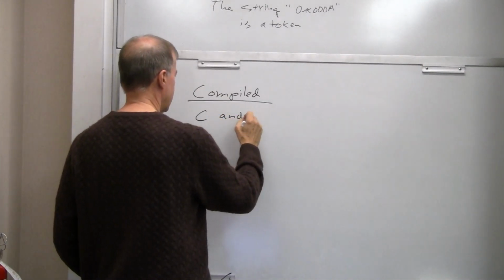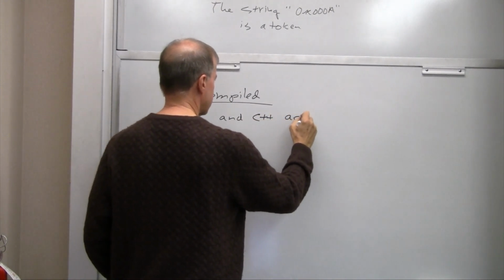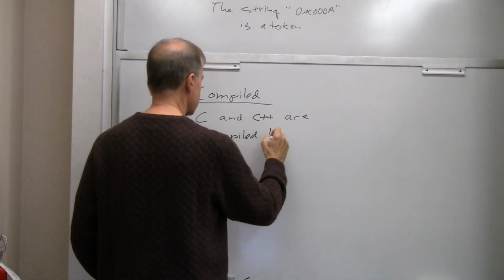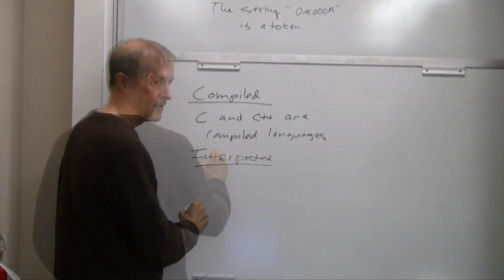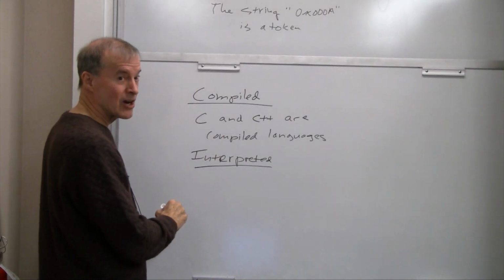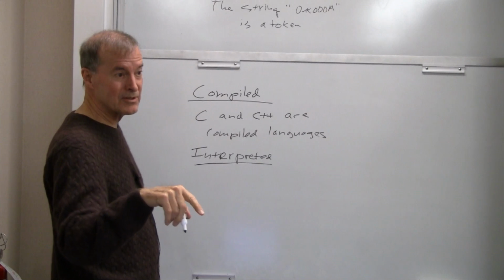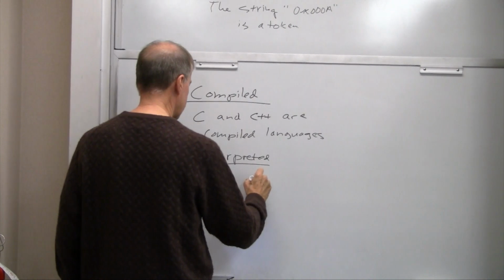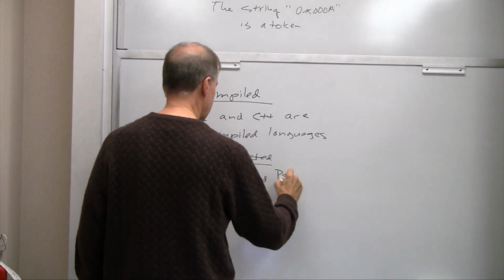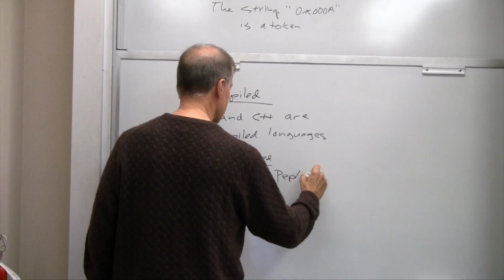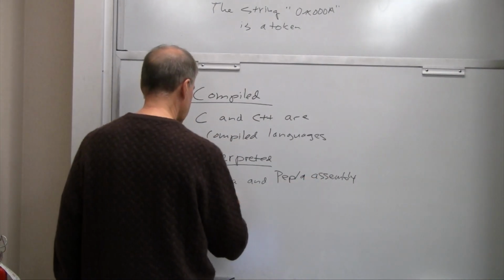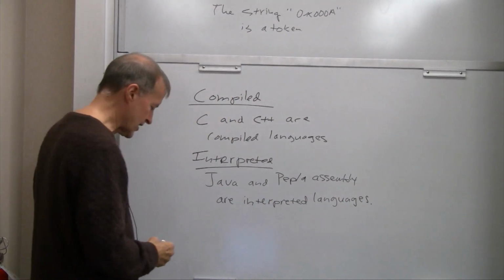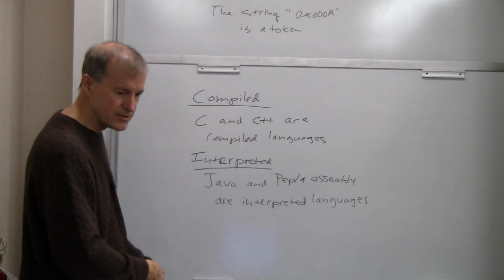C and C++ are compiled languages. And interpreted, the biggest example of interpreted is Java. We're going to program in Java, so it's an interpreted language. So Java and PEP9 assembly language. PEP9 are what? Interpreted. So we need to understand what the difference is and what the trade-off is.